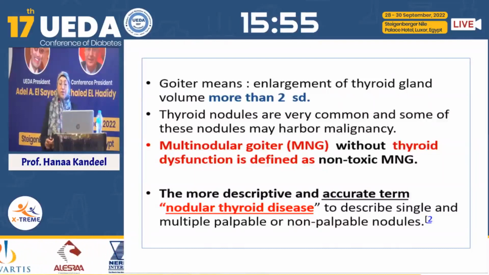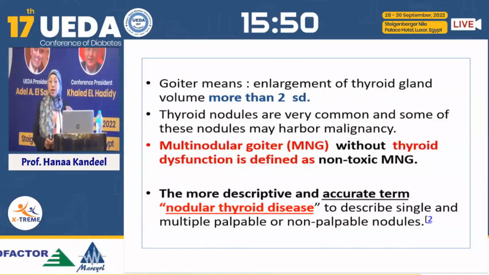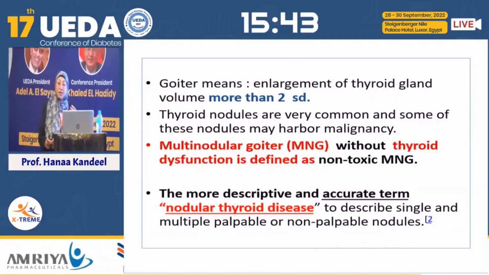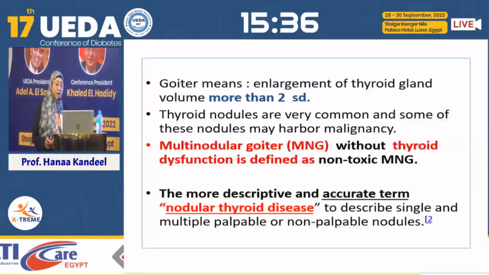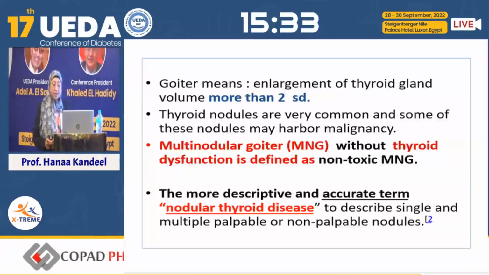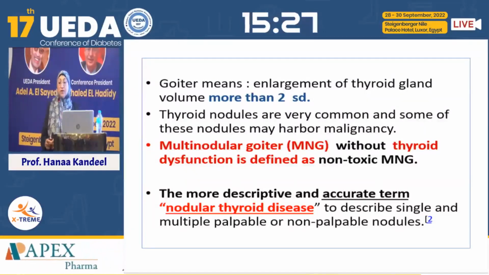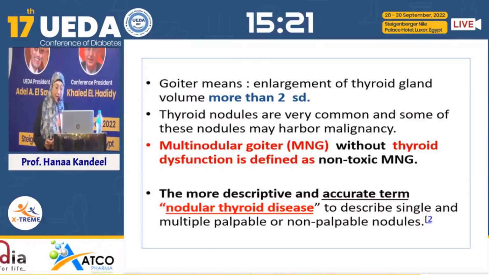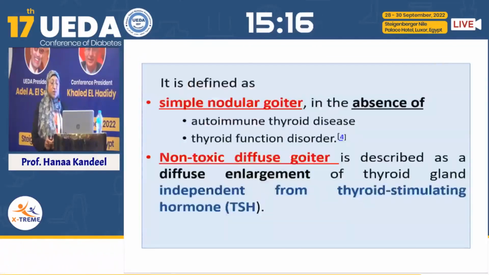Thyroid nodules are very common, and some of these nodules may harbor malignancy. This means the most important point for us, if we find a thyroid mass, is to exclude malignancy, because the management is completely different, whether it's benign or malignant. It's named multinodular goiter if the thyroid has no dysfunction during history and examination. A more descriptive and accurate name, and the most recent, is nodular thyroid disease.